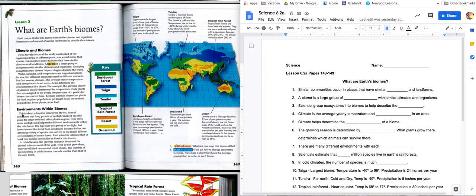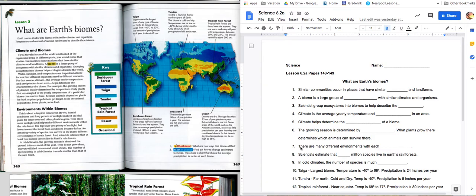Now what they say is this. Think about a tropical rainforest. It's wet, humid conditions, and long periods of sunlight make it an ideal place for large trees and other plants to grow. Trees block some sunlight and help make different environments within the rainforest. The top layer gets plenty of sunlight, but lower towards the forest floor, conditions become darker. An amazing variety of species can survive in the many different environments of a rainforest. Scientists estimate that at least 2 million species live in the Earth's rainforest.